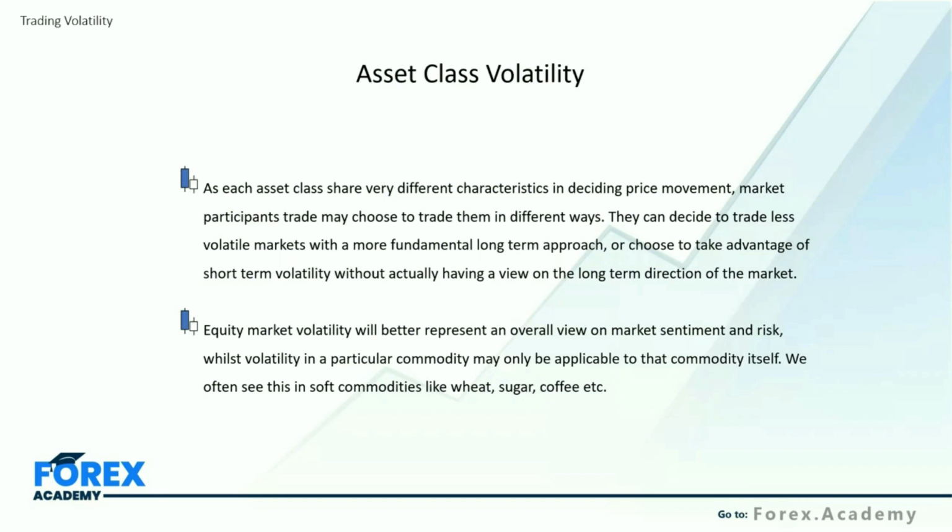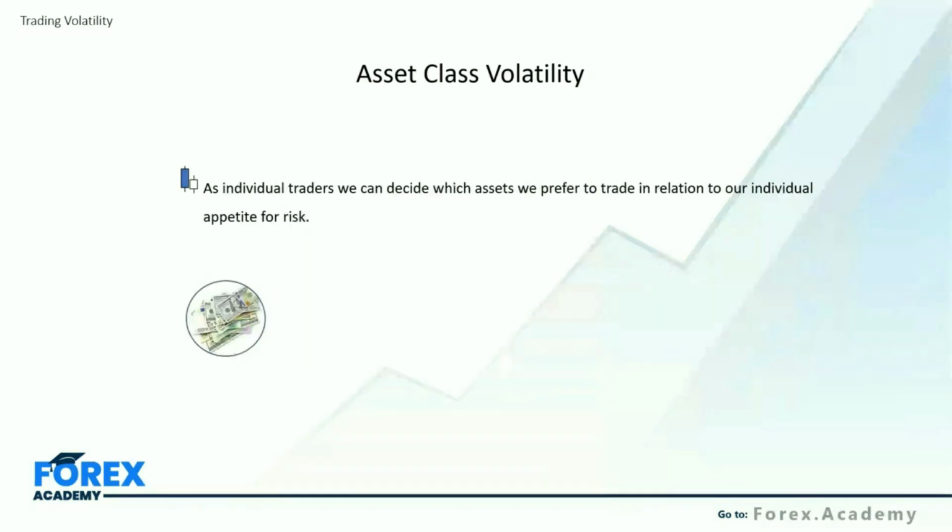If there's a crop report, of course, they will have very volatile price shifts. Perhaps if there is a storm or something affecting the supply or demand of the commodity itself, we'll see strong volatility enter the market. But if there's, of course, perhaps an economic data figure like an unemployment report, that is not going to affect the price of wheat or sugar, and they will trade of their own accord. As individual traders, we can decide which assets we prefer to trade in relation to our individual appetite for risk. And that's entirely an individual choice for the trader.